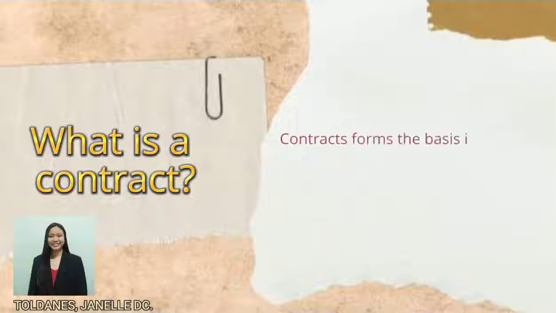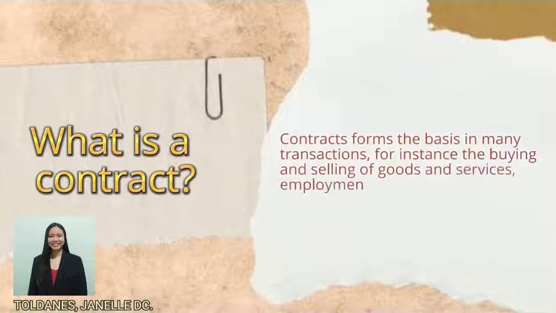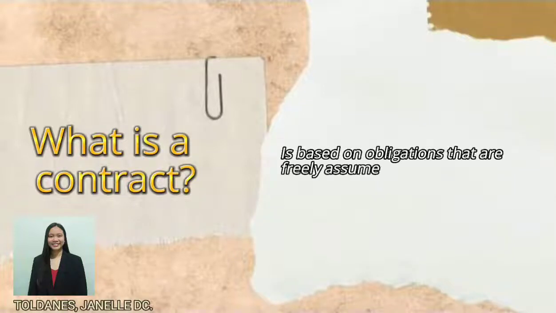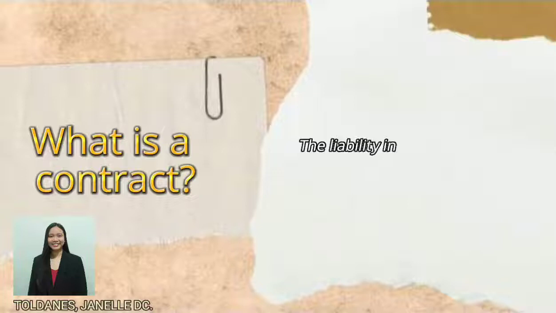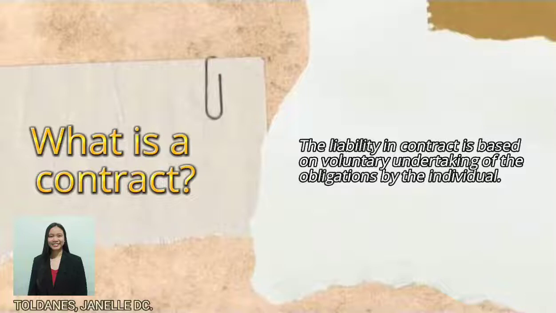Contracts form the basis of many transactions, for instance the buying and selling of goods and services, employment contracts, partnership contracts, and insurance policies. The formation of a contract is based on obligations that are freely assumed rather than imposed. The liability in contract is based on voluntary undertaking of the obligations by the individual, as the law assumes that the parties are free to make a contract any way they wish, based on the concept of freedom and equality. In making the bargains, the parties are in equal position; the obligation imposed under a contract is self-imposed, entered freely by the parties.